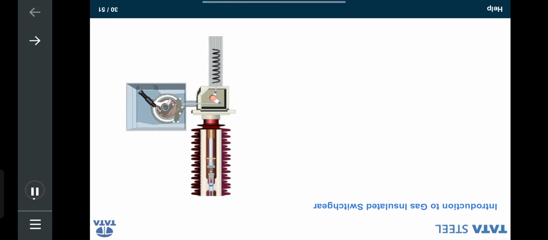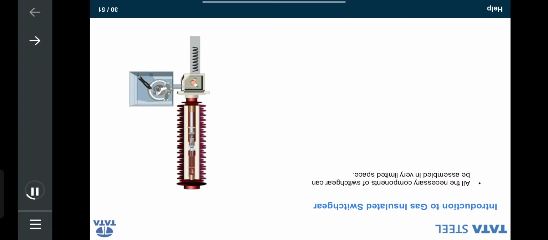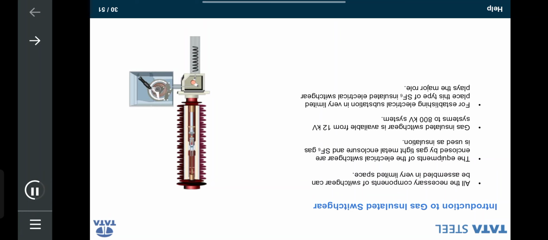Now let's discuss about gas insulated switchgear. In this type of switchgear, all the necessary components of switchgear can be assembled in very limited space. GIS is a kind of metal enclosed switchgear. That means all the equipments of the electrical switchgear are enclosed by gas-tight metal enclosure, and SF6 gas is used as insulation between live parts of the equipments and earthed metal enclosure. Gas-insulated switchgear is available from 12 kV systems to 800 kV systems. For establishing electrical substation in very limited place, this type of SF6 insulated electrical switchgear plays the major role.